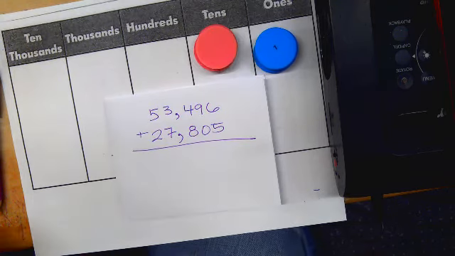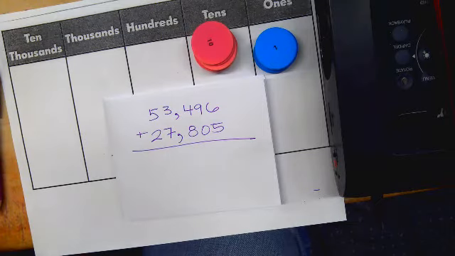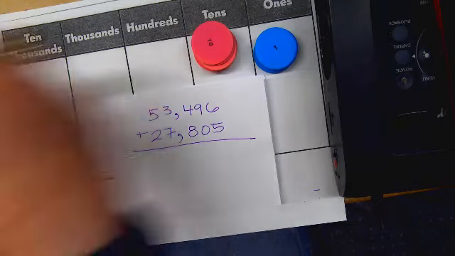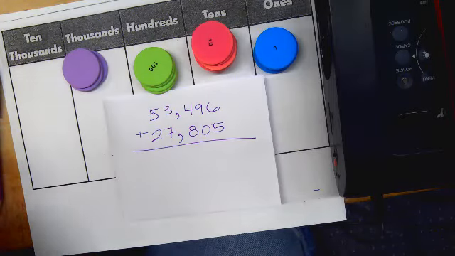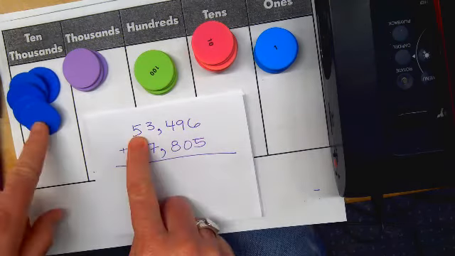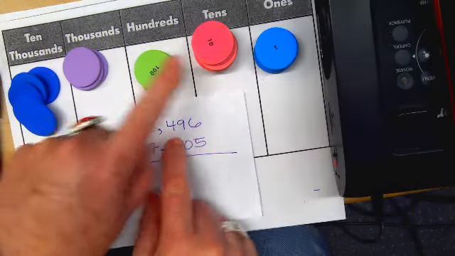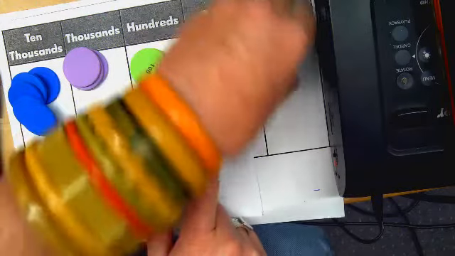Five, six, seven, eight, nine. And then I have how many hundreds? Looks like I need four of those, right? Four hundreds, three thousands, and I have five of these 10,000s, right? Okay, so this is my top number, 53,490.